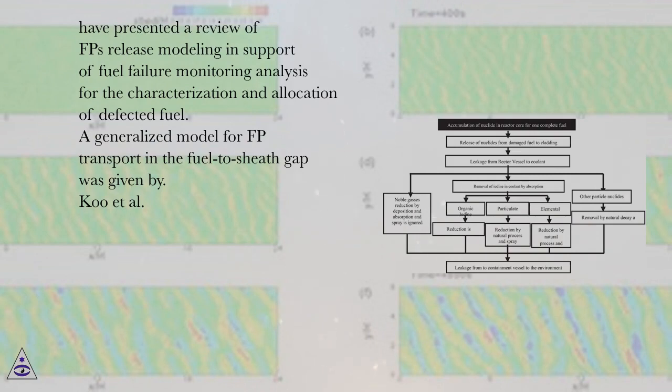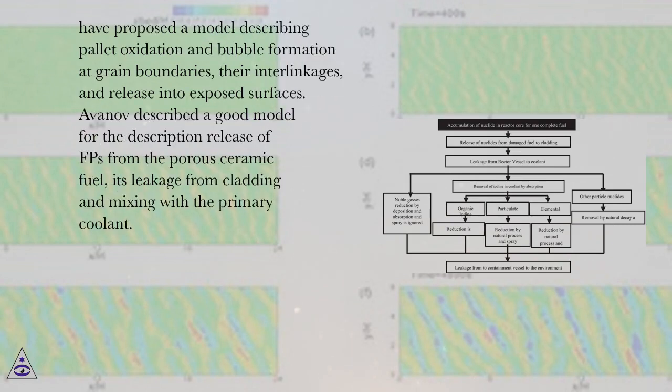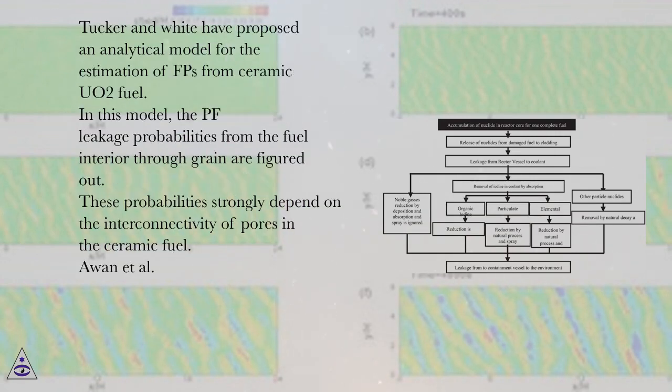A generalized model for FP transport in the fuel-to-sheath gap was given by Kuo et al. Others have proposed a model describing pellet oxidation and bubble formation at grain boundaries, their interlinkages, and release into exposed surfaces. Avanov described a good model for the description of release of FPs from the porous ceramic fuel, its leakage from cladding and mixing with the primary coolant. Tucker and White have proposed an analytical model for the estimation of FPs from ceramic UO2 fuel. In this model, the FP leakage probabilities from the fuel interior through grain are figured out. These probabilities strongly depend on the interconnectivity of pores in the ceramic fuel.